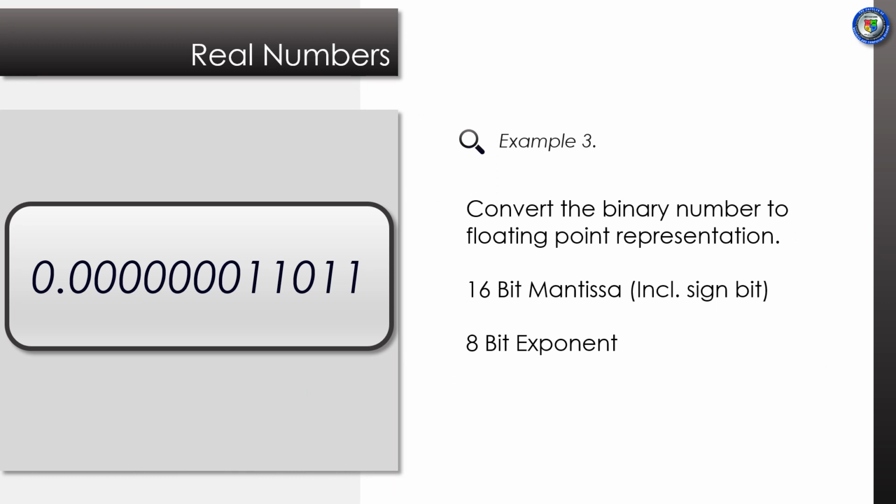Let's move on to our third example. We're going to convert the binary number again into floating point representation. As we can see, this number is slightly different. We have the number 0.000000011011. Again, we will use a 16-bit mantissa, including our sign bit, and an 8-bit exponent.